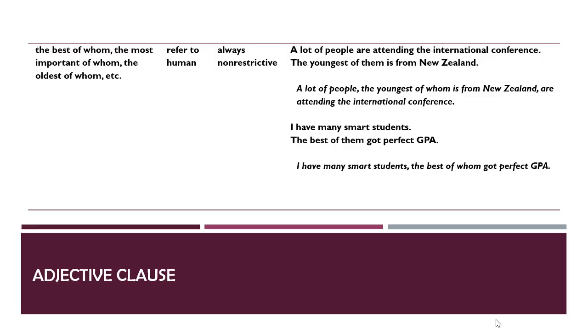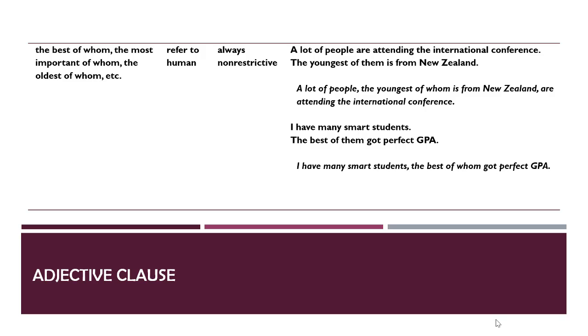Example: A lot of people are attending the international conference. The youngest of them is from New Zealand. Those two sentences are combined into only one sentence by using "the youngest of whom." A lot of people, the youngest of whom is from New Zealand, are attending the international conference.